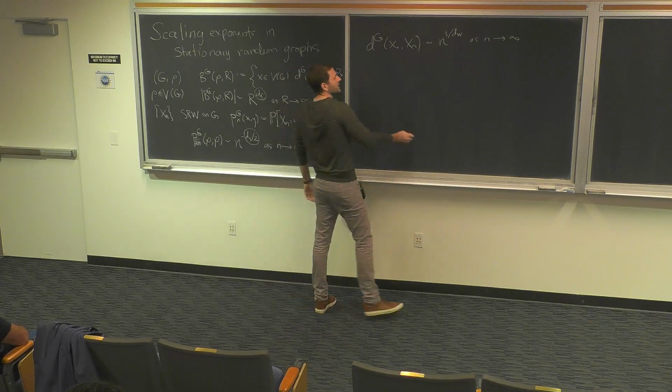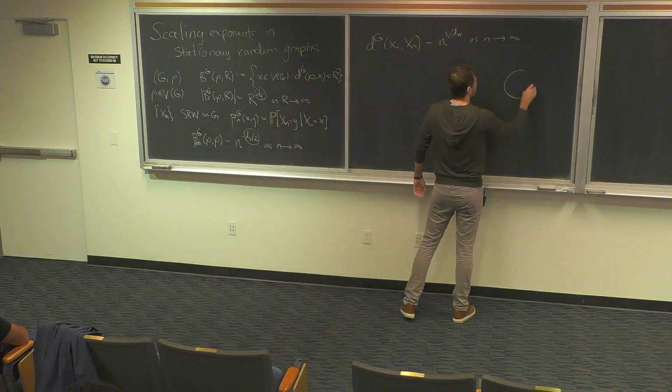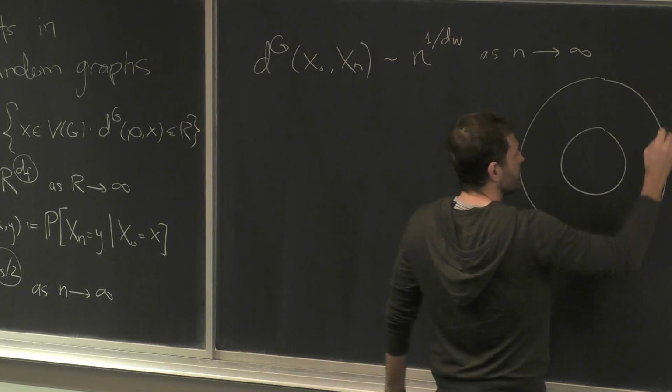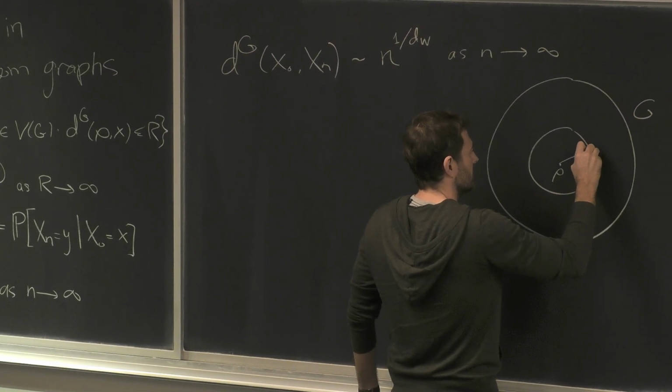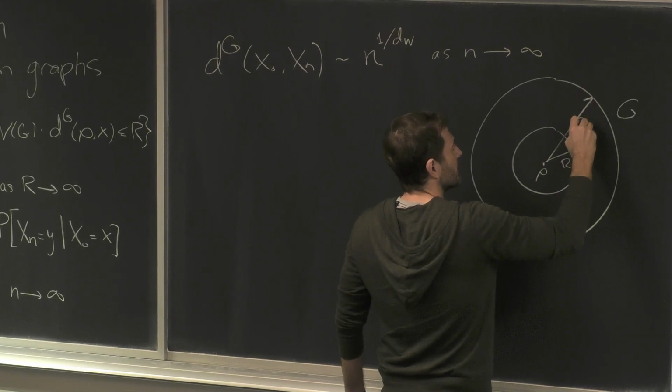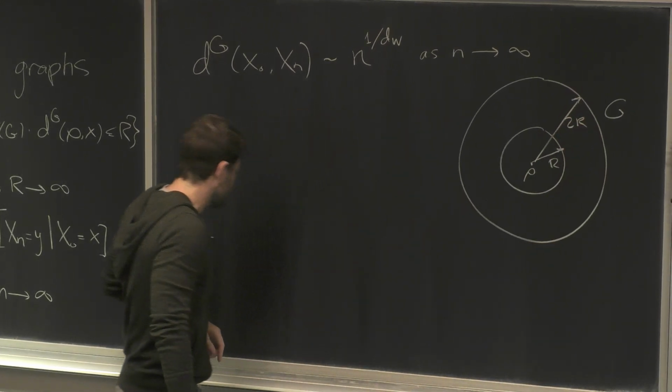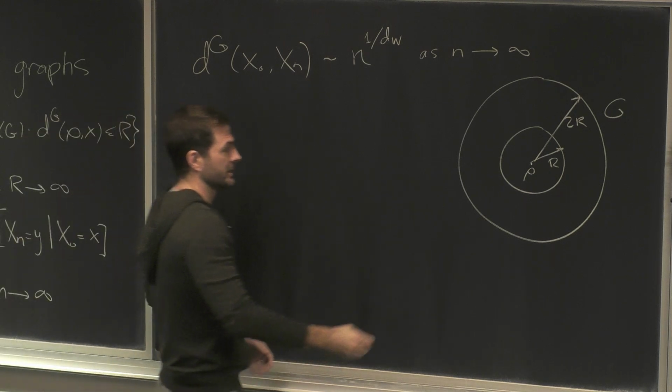So for that, we'll consider, again, in the graph G, this annulus. There's a ball of radius r. There's the ball of radius 2r. And we'll consider the effective resistance across this annulus.